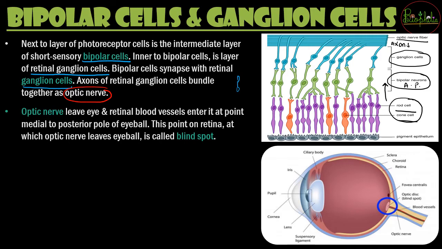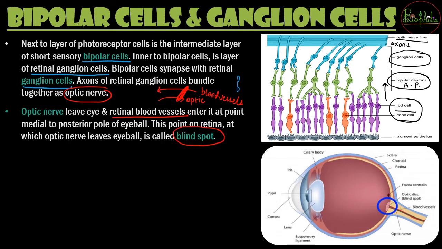As soon as the optic nerve is formed, it is going to leave the eye, that is, go out of the eyeball. And at the point where it leaves the eyeball, the retinal blood vessels also enter from that point. So where is that point where the optic nerve goes out and, in exchange, the blood vessels enter inside? That place where this exchange happens is at the posterior of the eyeball. That is called the blind spot.